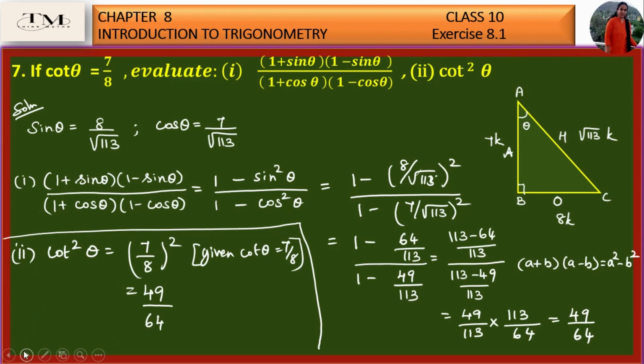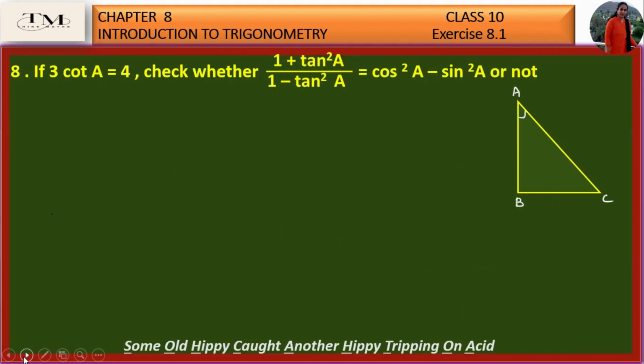Okay. Moving on to the 8th question. If 3 cot A is equal to 4, check whether 1 plus tan square A divided by 1 minus tan square A is equal to cos square A minus sin square A. Here all are A, so angle A is given. Let us assume the angle B as 90 degrees. In trigonometry, we will take the right angle triangle.